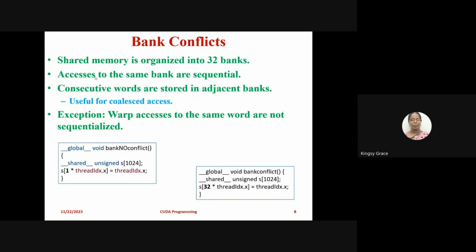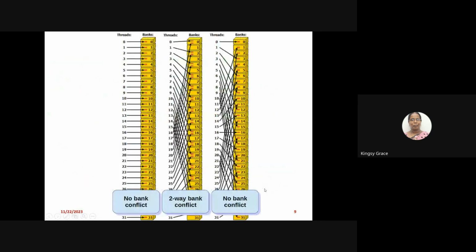Here we are having a shared array s, size of s is 1024. Some values are set here: 1 into threadIdx.x equal to threadIdx.x. So here there is no bank conflict. We'll be having only one. If you are having 32, then some bank conflict will be there.